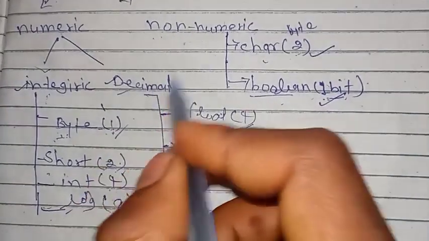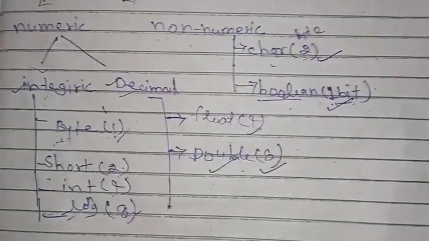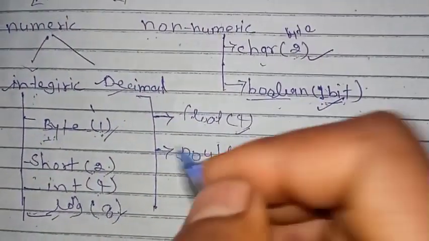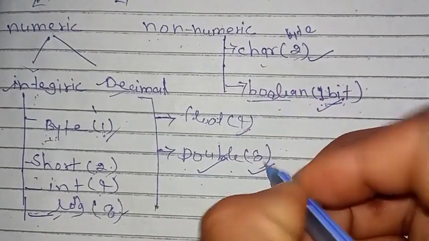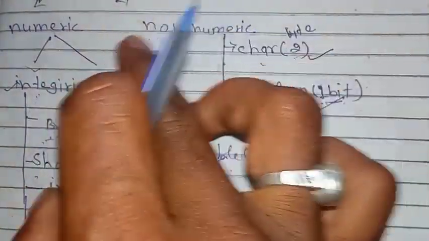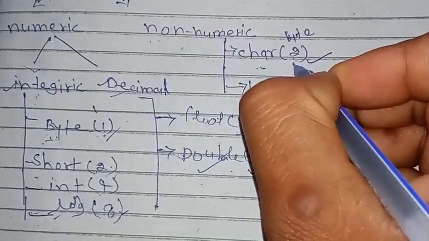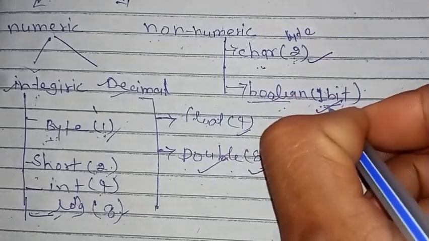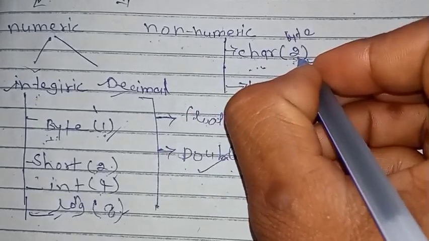Next one is decimal. In decimal there are two types: float, which is 4 bytes, and double, which is 8 bytes. This is the numeric part: integer and decimal. Next one is non-numeric: char, whose size is 2 bytes, and boolean, whose size is 1 bit. This is the main type of the primitive data types.